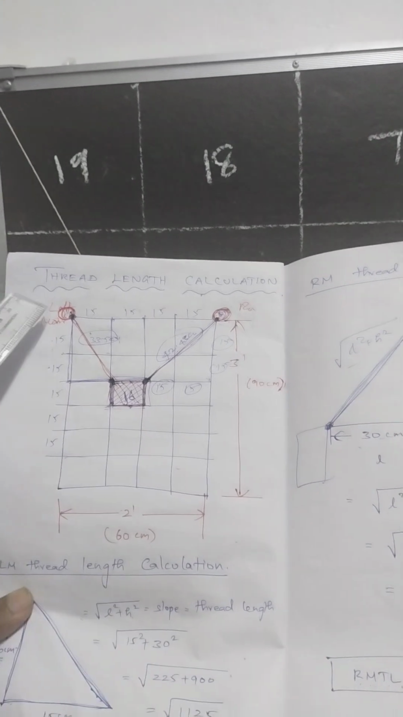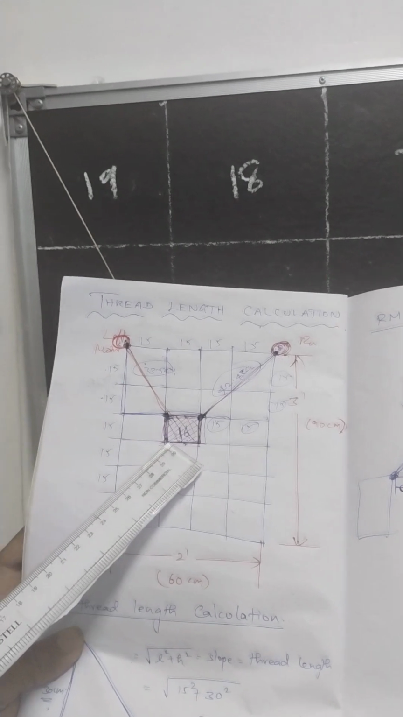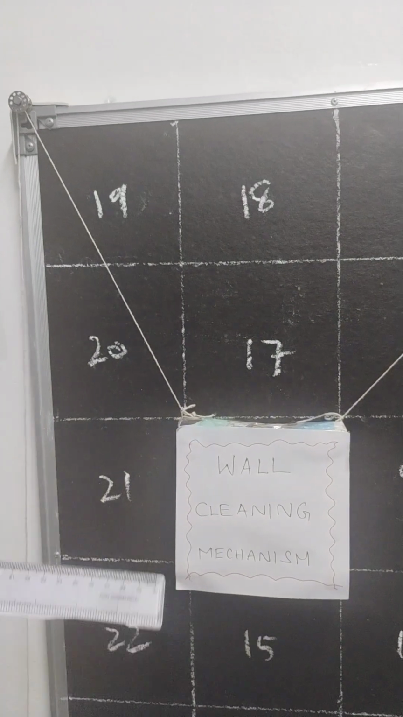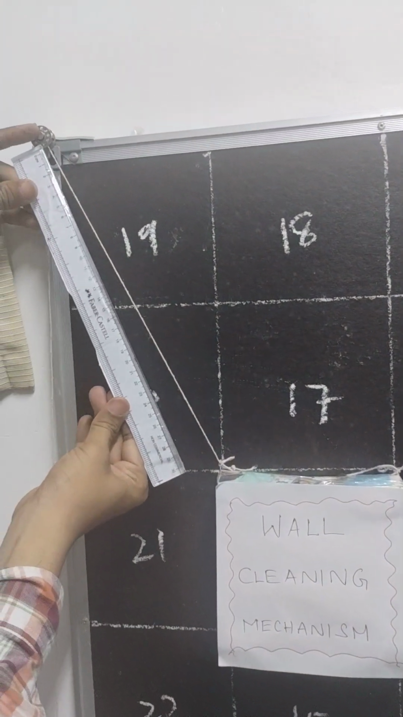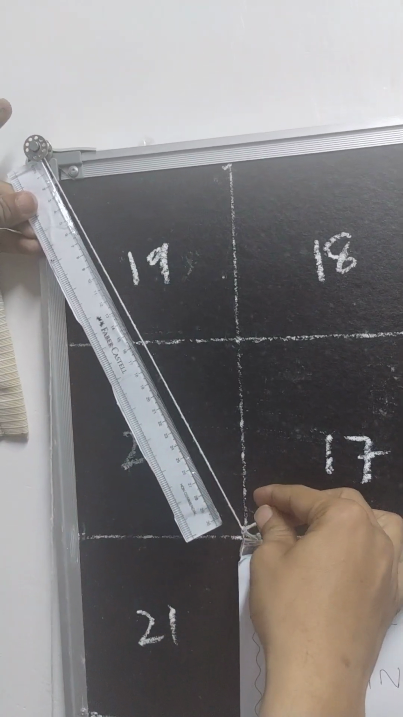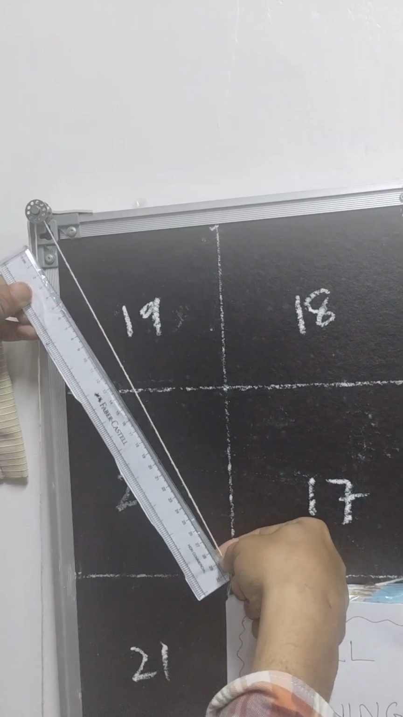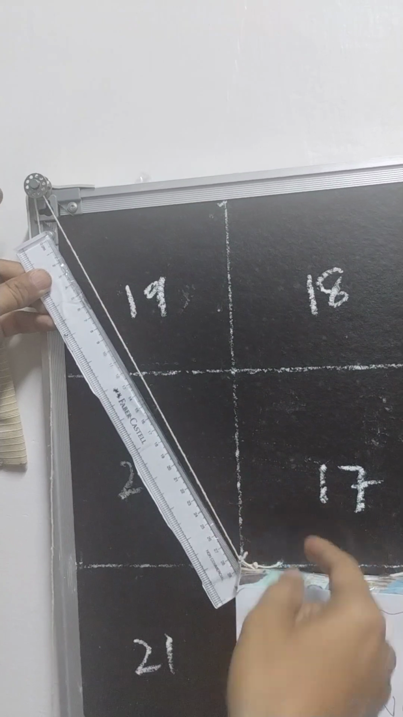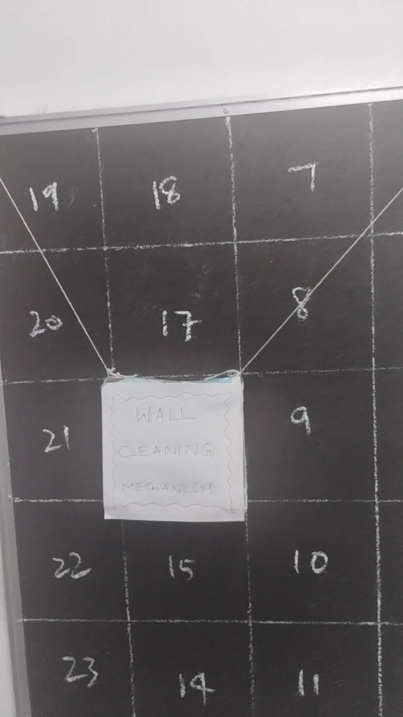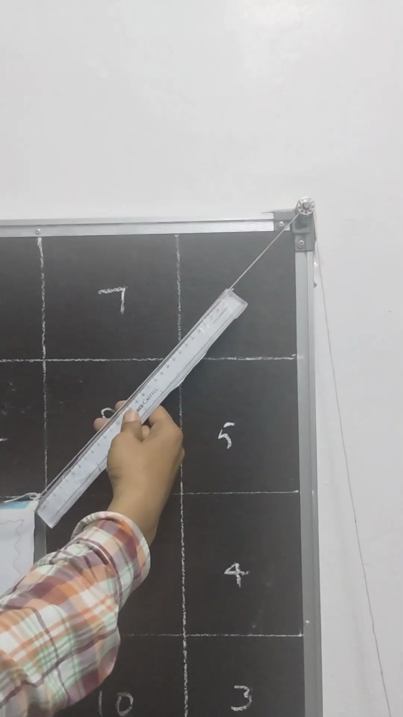So first let us find out the thread length from the left motor to the top left corner of the valve cleaning mechanism, which is 33.54. If you observe carefully from the left motor point, from the pulley point, here it is. At this point it is 30 centimeter, and the remaining 3 centimeter is here. So this is the 33 centimeter from the left motor, and from the right motor it is 42.4.